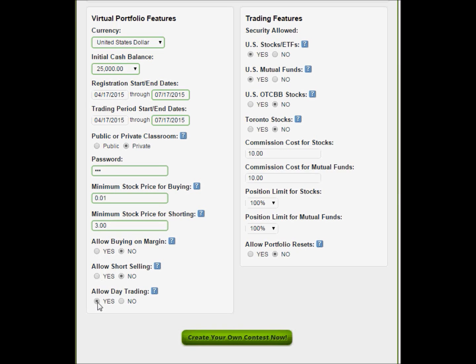Day trading is whether or not you want to allow someone to buy and sell one stock within the same day. If this is disabled, once someone has bought a stock, they will not be able to sell it until the next day. And if they've sold a stock, they won't be able to buy it again until the next day.